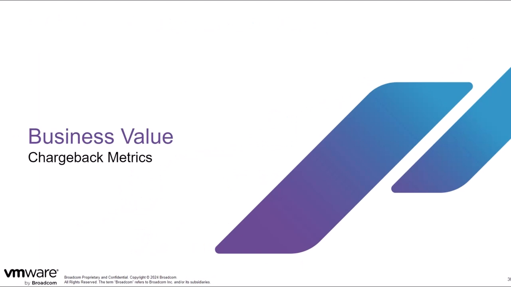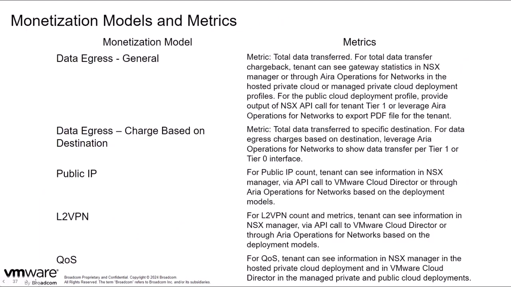Next, we will cover some of the chargeback metrics you can use to show usage for your customer billing. Here we see some of the monetization models and the metrics that can be used to show your customers. For data egress general, there's a metric for total data transferred that the tenant can view on the gateway statistics in NSX Manager or through ARIA operations for networks, which is now included in VCF, in the hosted private cloud or managed private cloud models.